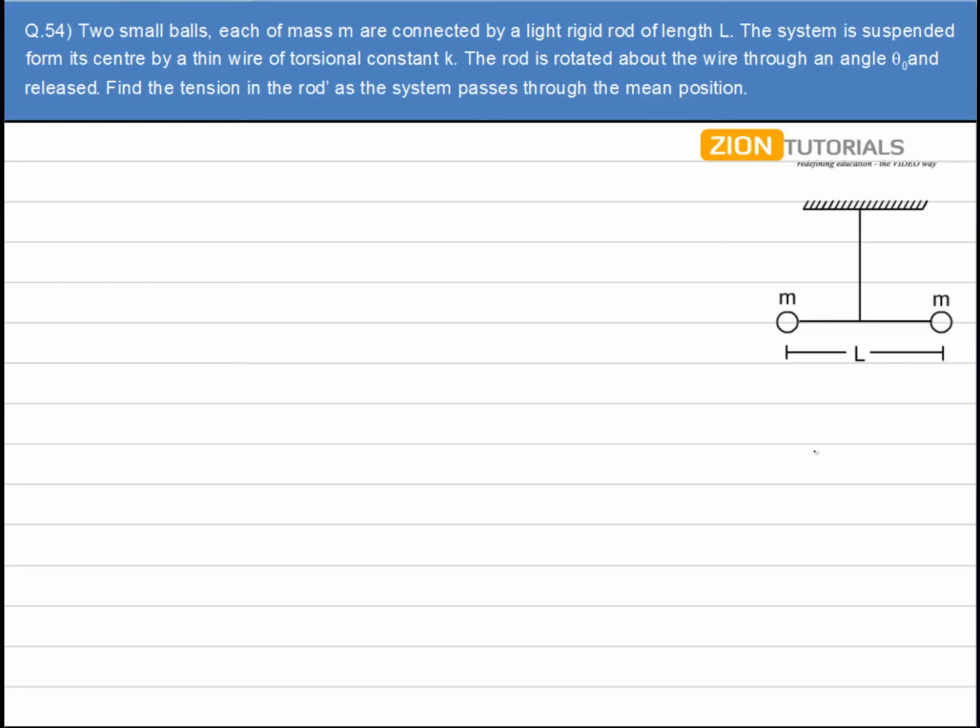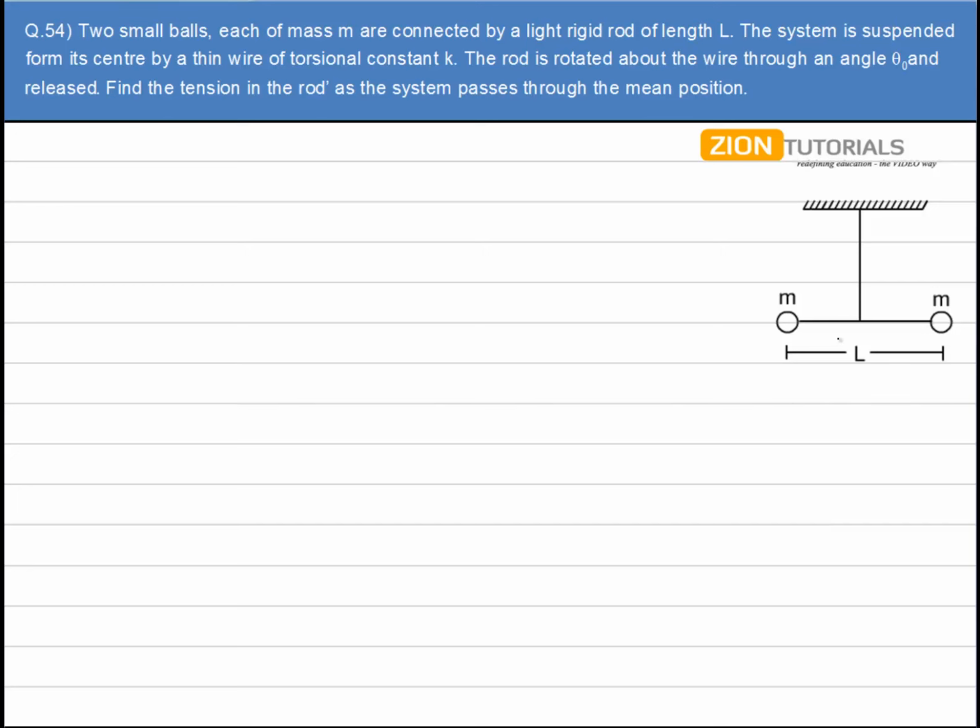Two small balls, each of mass m, are connected by a light rigid rod of length L. The system is suspended from its center by a thin wire of torsional constant K. The rod is rotated about the wire through an angle theta naught and released. Find the tension in the rod if the system passes through the mean position.